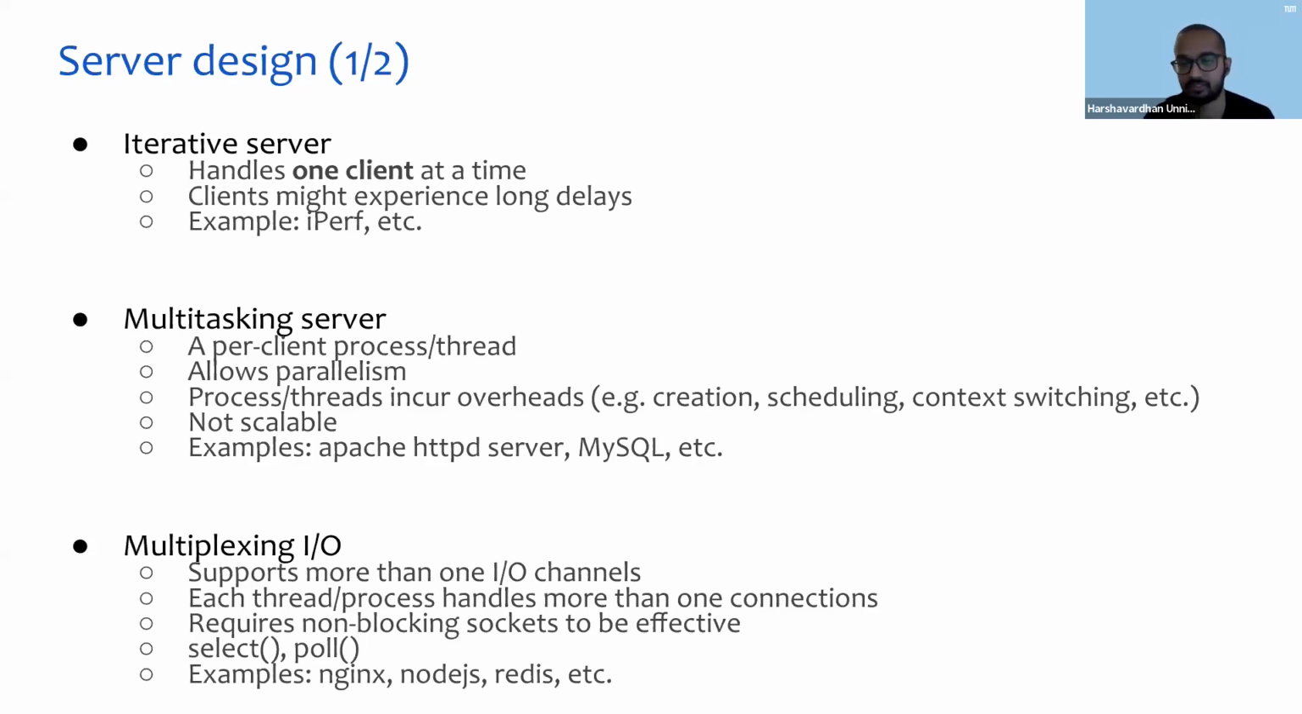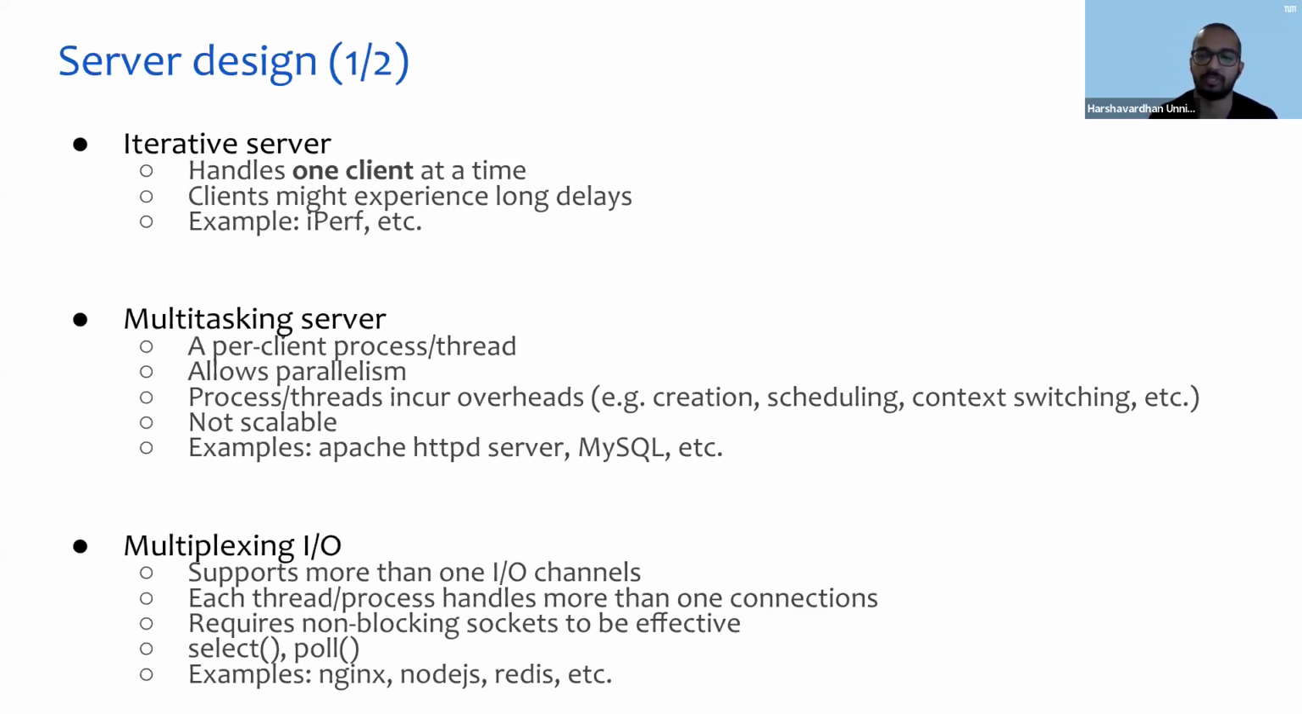The next kind of server is known as the multitasking server, and this is usually to support processing multiple requests in parallel. So in this case, a multitasking server would create multiple processes or threads that can each handle one connection or one client. This design offers parallelism, but incurs very high overheads due to thread and process creation, and also due to context switches and scheduling. Lastly, its scalability is very low.